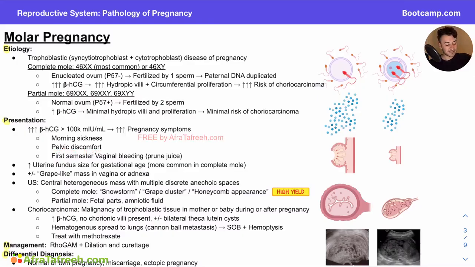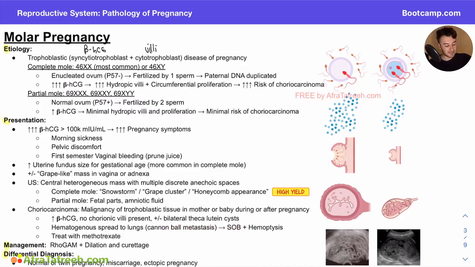So we have trophoblastic tissue that is made up of the syncytiotrophoblasts and the cytotrophoblasts. And I like to think of the syncytiotrophoblasts as being responsible for making beta HCG, and then the cytotrophoblasts for making the villi that are going to insert into the uterine wall and make that connection with the placenta. And this is what we have in the case of molar pregnancies. We basically have this tissue going rogue.